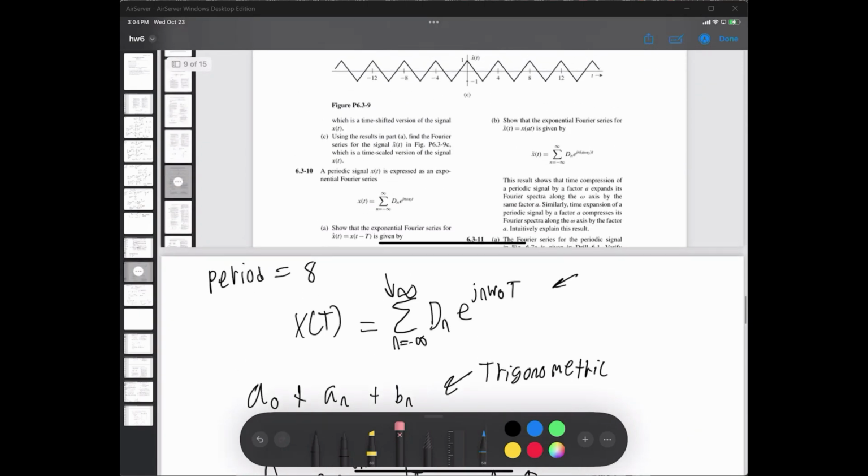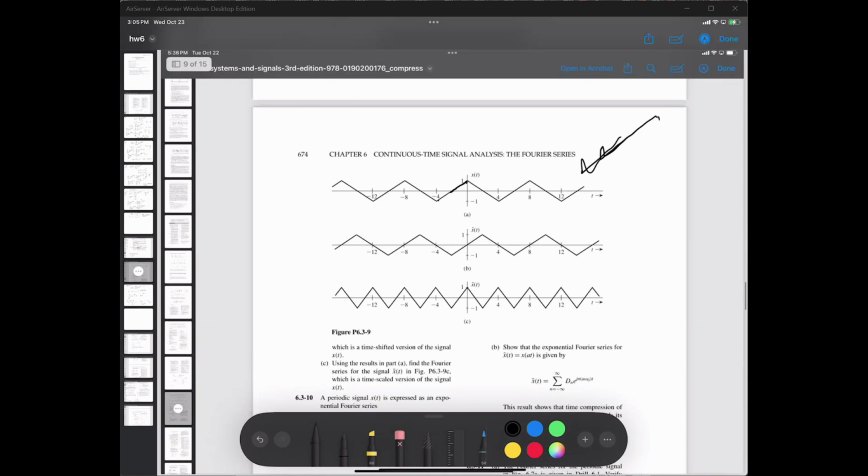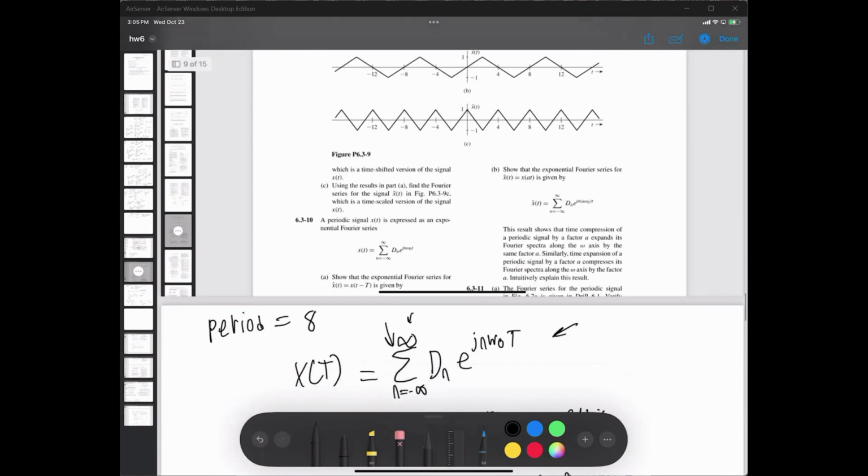x of t is equal to the summation of n equals negative infinity to infinity. So we have D sub n and the exponential on the right. We must use this to find the Fourier series, because this is a periodic function with a period of 8, by just looking at it from -4 to 4. We get the same repeated signal, and it starts all over again. That's how we know it's a period of 8.